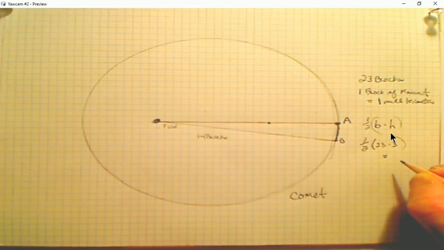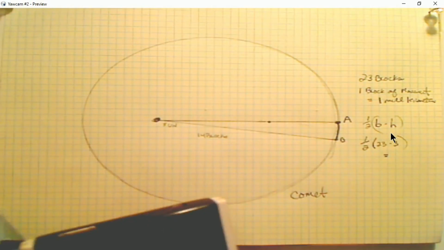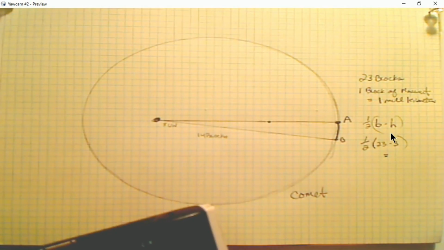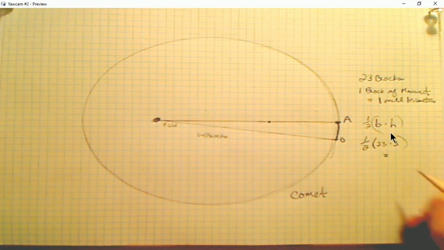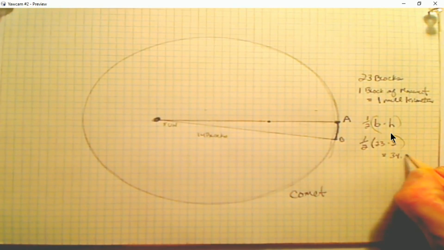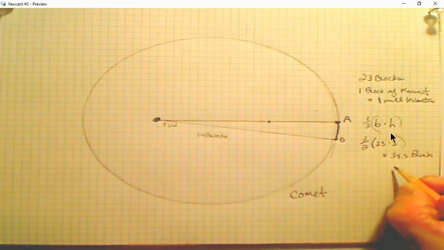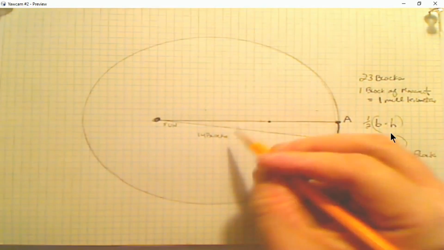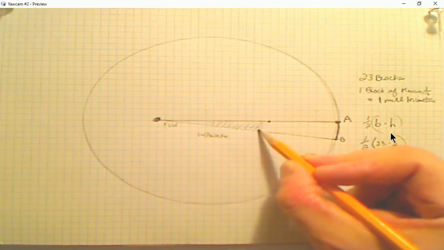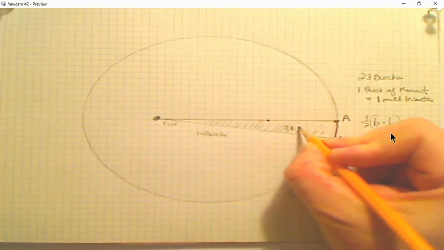which is, if you do the math, let me get my calculator out. 1/2 times 3 times 23 gives us 34.5 blocks of area. We can even call it of sweep if we want to do it that way. This area here is 34.5 blocks.